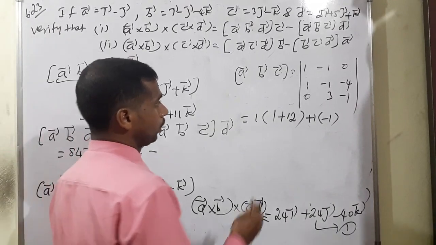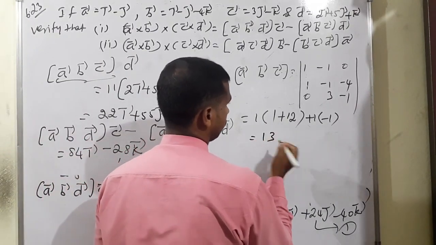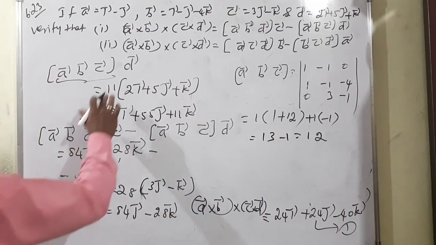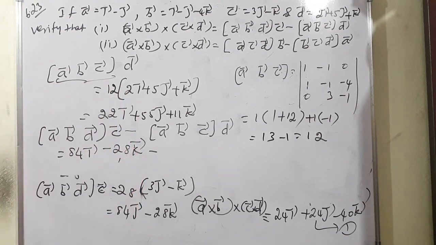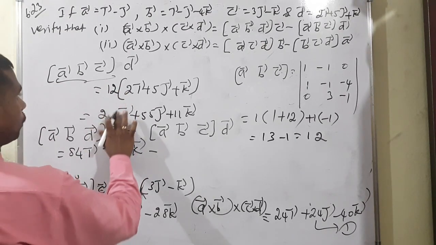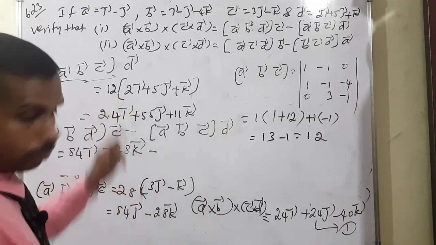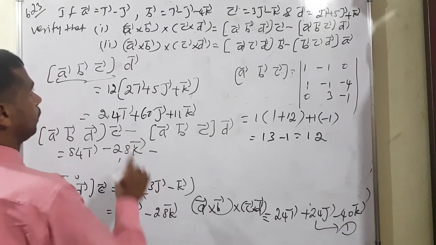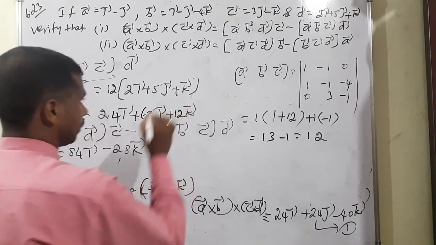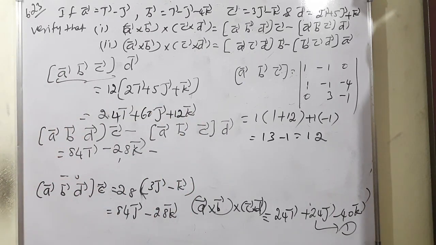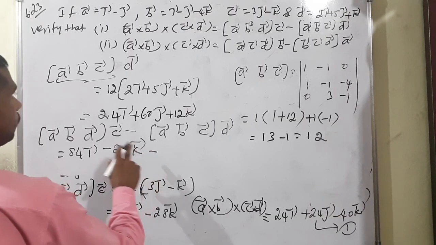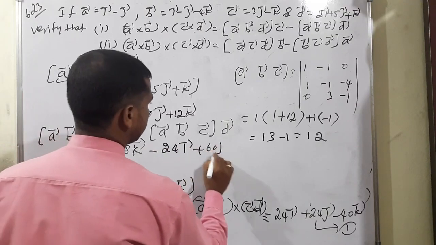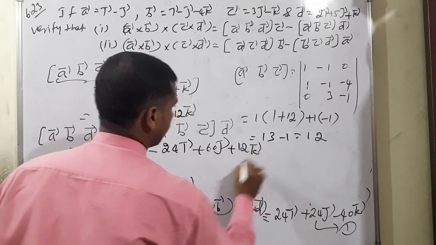Sorry my dear, here actually 1 plus 12 is equal to 13 will come. So 13 minus 1 is equal to 12, isn't it? So here actually 12 will come. So 12 into 2 is 24. Again 5 twelves are 60. Then 12k. There is also 12k. This is one of the parts, isn't it? Now we can simplify minus of 24i vector plus 60j vector plus 12k vector.